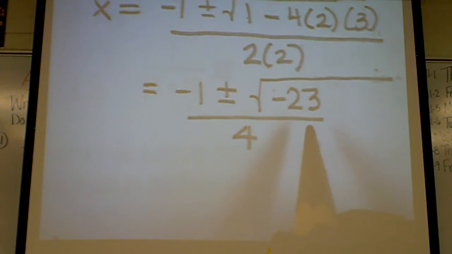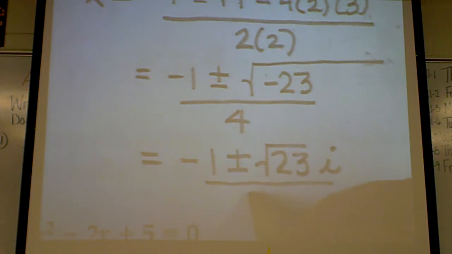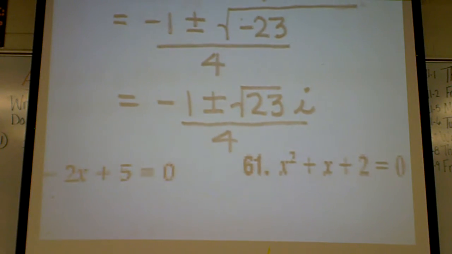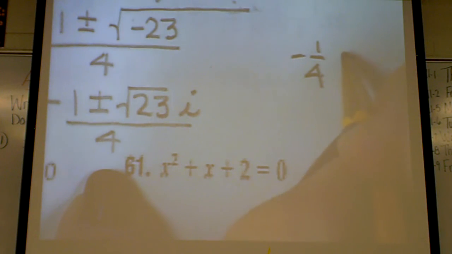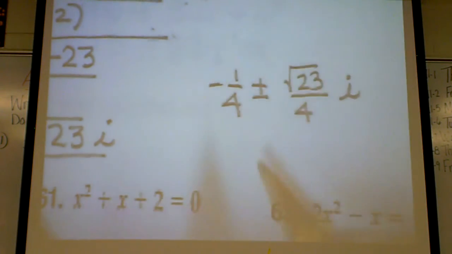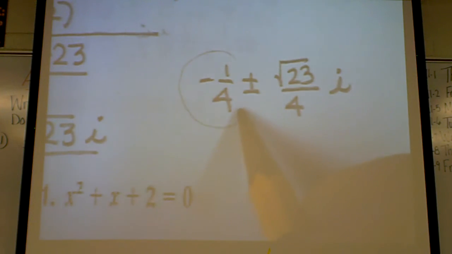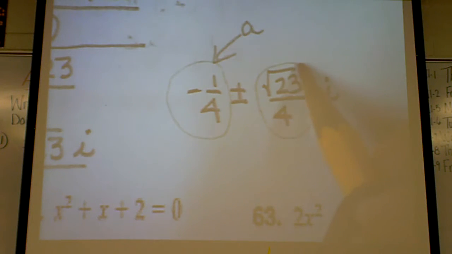Now, we're not going to leave our answer like this. How would you write this in standard form? It's negative 1/4 plus or minus root 23 over 4 i. This is your A value, that's the real number. This is your B value. And there's your i. A plus Bi.